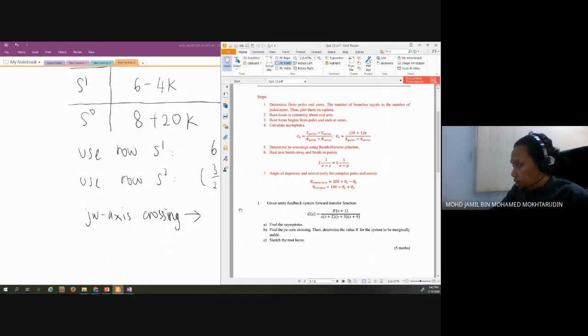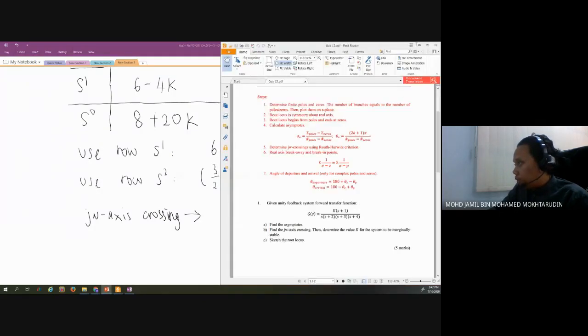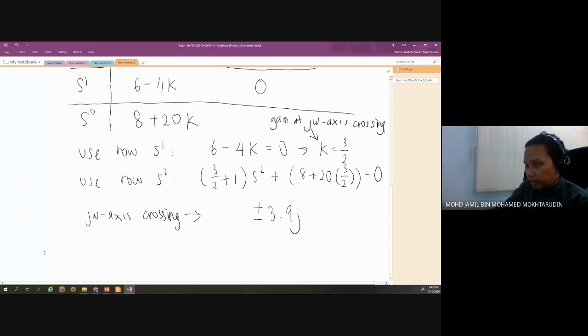The next question asks about finding the breakaway point. For the breakaway point, you use rule number 6. The breakaway point can be determined by finding the sum of 1 over (σ − z) equals the sum of 1 over (σ − p), for zeros and poles. Let's find the breakaway point.